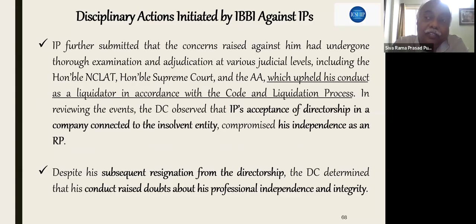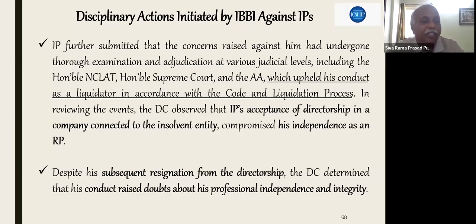The IP further submitted that the concern raised against him had undergone thorough examination and adjudication at various judicial levels, including the Honorable NCLT and the Honorable Supreme Court, which upheld his conduct as a liquidator in accordance with the Code. In reviewing the events, the DC observed that the IP's acceptance of a directorship in a company connected to the insolvency entity compromised his independence as an RP. Despite his subsequent resignation from the directorship, the DC determined that his conduct raised doubts about the profession's independence and integrity.